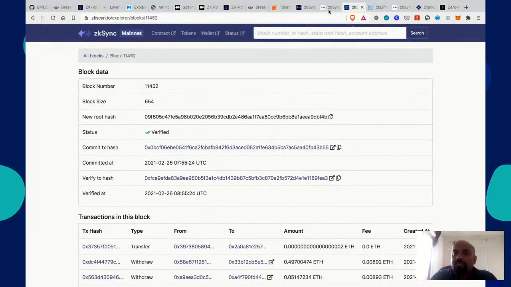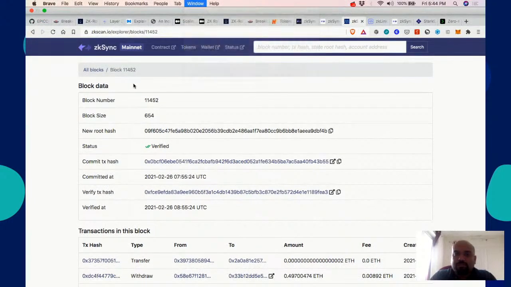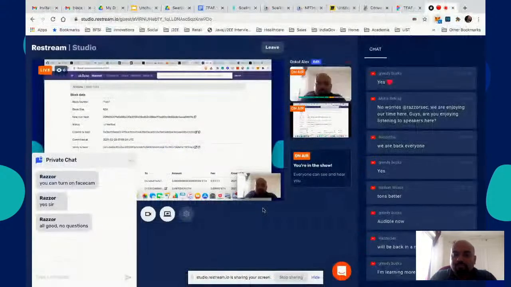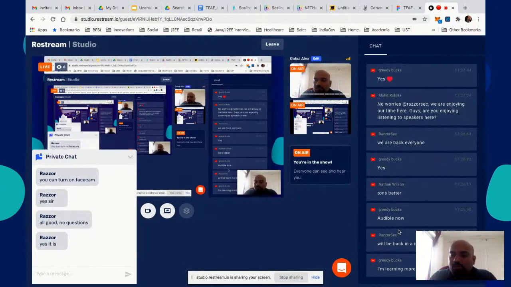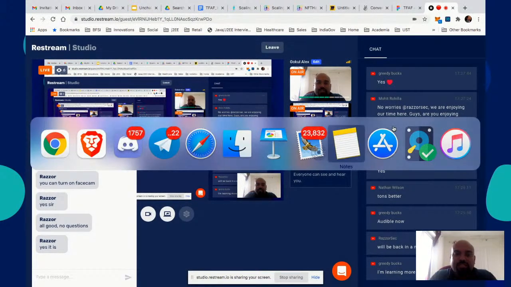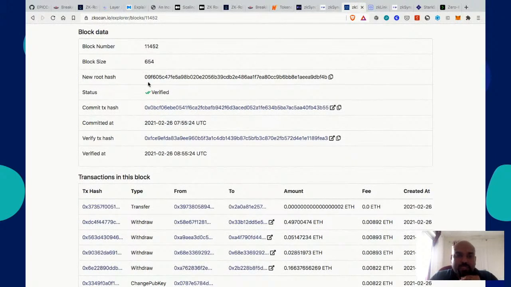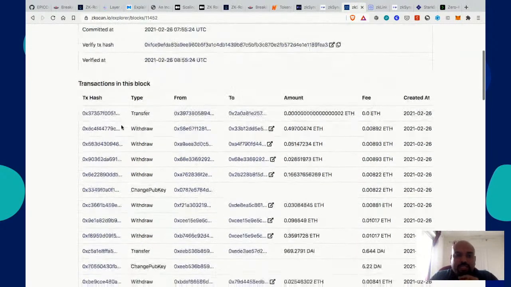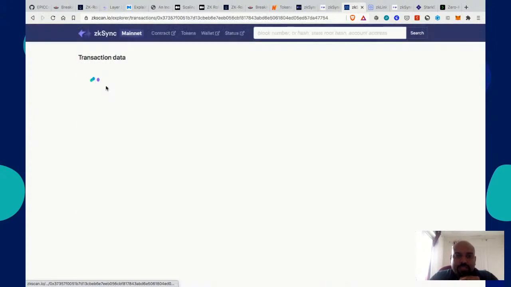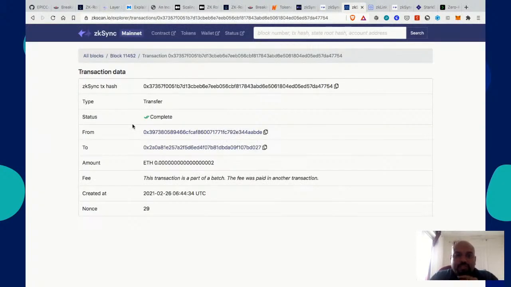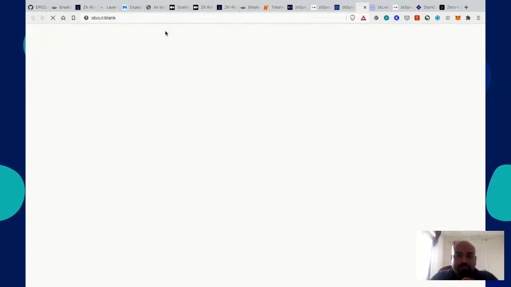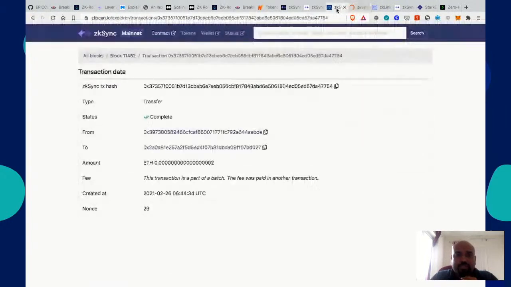I hope my screen is visible. One second. I hope I can take one more minute. I'll just quickly take you through ZK Sync. This is the mainnet of ZK Sync. So you can see block number, block size, how the block details are there, how the transactions are recorded. When you look at each transaction, everything has the fee. It's a batch transaction, and the contract, you can see the contract.